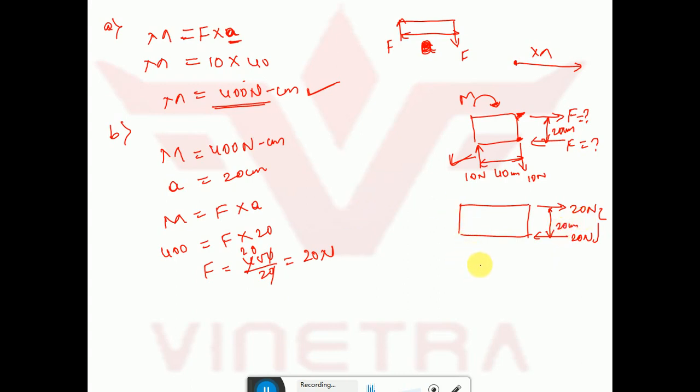Here we can re-verify that. 20 Newton is the force. So moment of couple M is equal to force into perpendicular distance. Force is 20 and perpendicular distance is 20 centimeter, so 400 Newton centimeter. So this is the formula we have used to calculate the magnitude of the moment of a couple, where a indicates the perpendicular distance between the two forces. This is how we will calculate the magnitude of a couple. Now let us go for the next problem.